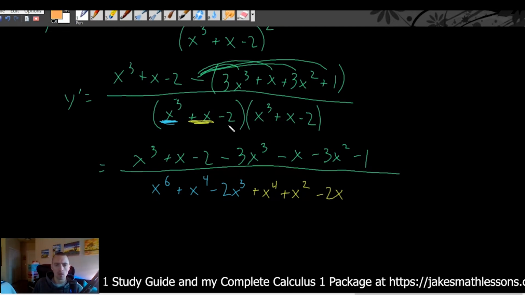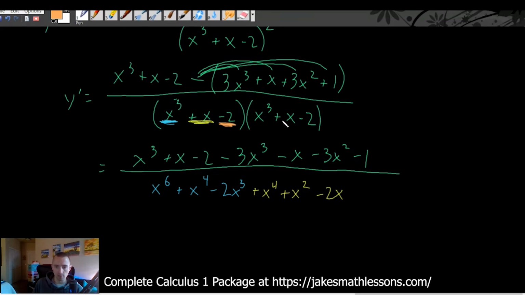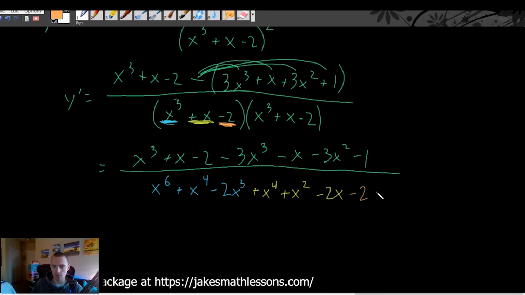And then we'll have the minus 2 now being multiplied by each of these 3 terms. So minus 2 times x cubed is minus 2x cubed. Minus 2 times x is minus 2x. And minus 2 times minus 2 is plus 4.